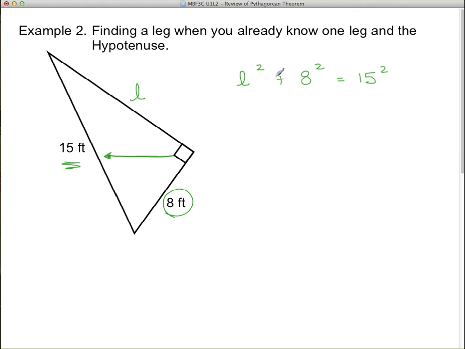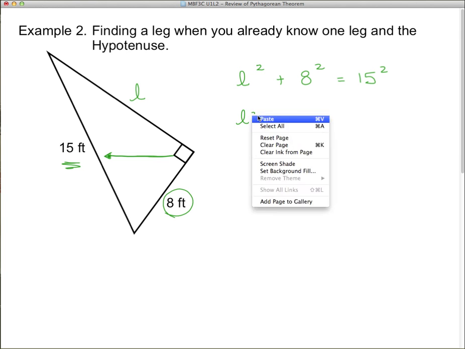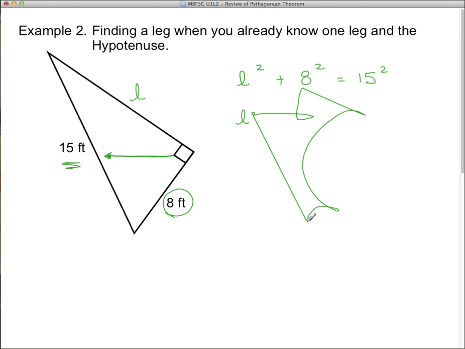So let's square the stuff that I can square. I can't square L. I'm going to have to leave it as L squared. Ooh, something's gone haywire here. There we go. L squared plus 8 squared is 64. And 15 squared is 225.